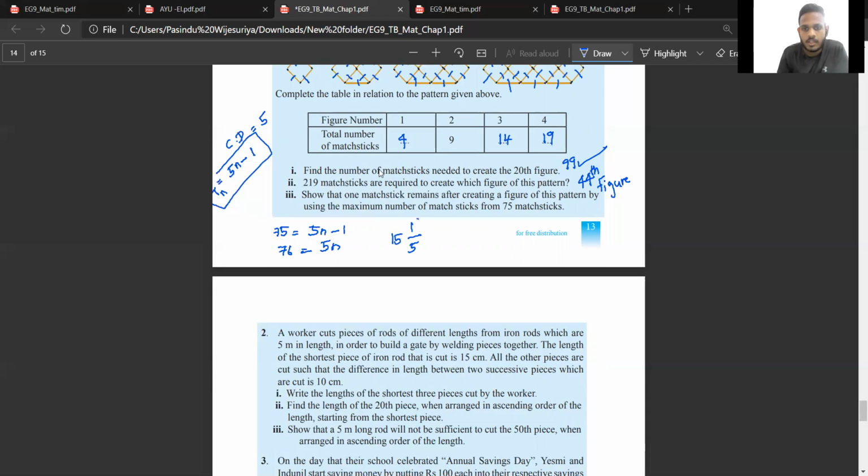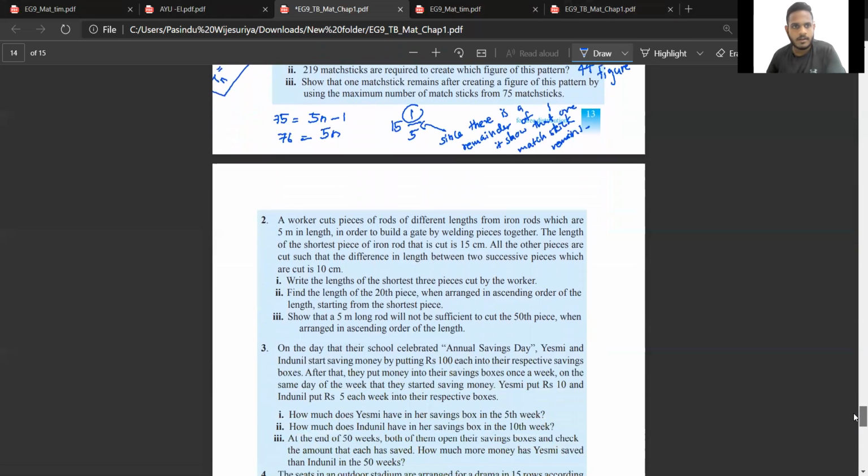So when there is a remainder of 1, it shows that one matchstick is left over. I hope it's clear to you all.